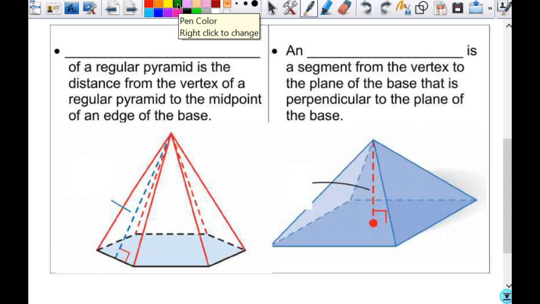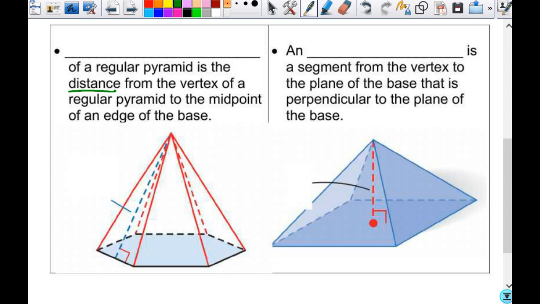All right, so it says blank of a regular pyramid, which is my regular pyramid, is the distance from the vertex of a regular pyramid to the midpoint of an edge of a base. So basically it is this dotted line right here, okay? And it is the distance. So this dotted line, can anybody tell me what that's called? It's not an apothem because that's not a regular polygon for sure. I heard height. Is it the height of the pyramid?